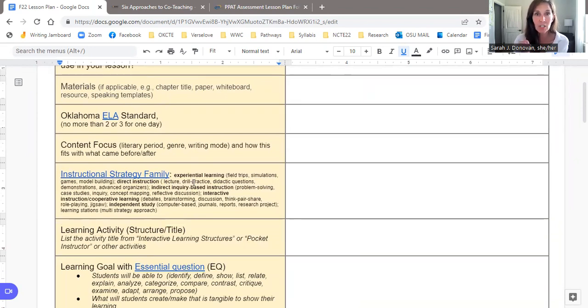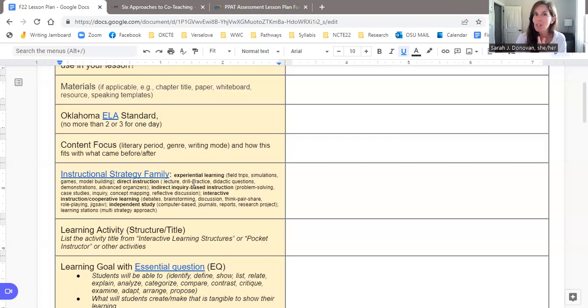Now, this instructional strategies, so Dr. Nowell talked about, well, we didn't get a chance to unpack this, but instructional strategy, and I've added this word family. There's kind of 5 central instructional strategy families inside which there are activities. So there's experiential learning, such as field trips, simulations. There's direct instruction, which is like lecture, drill, and practice. It's also demonstration. So the gradual release model actually fits into direct instruction. There's indirect inquiry. So it's problem solving, conceptual mapping, reflection.